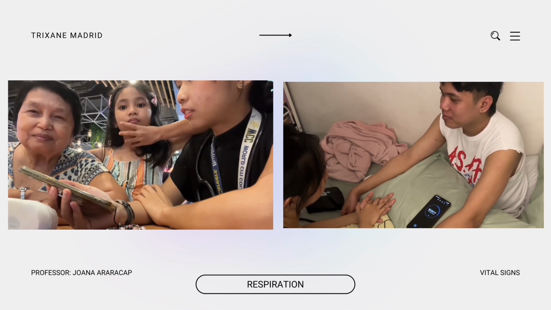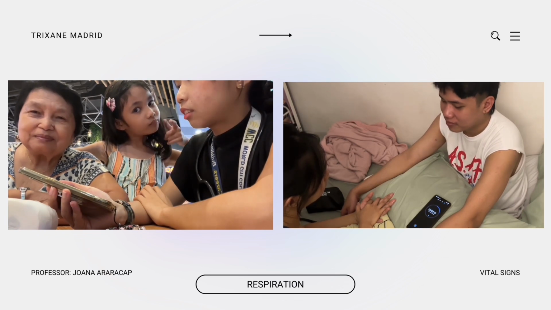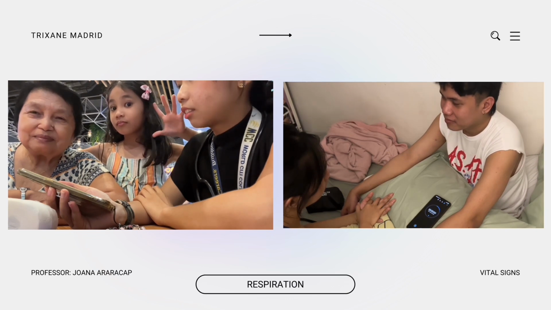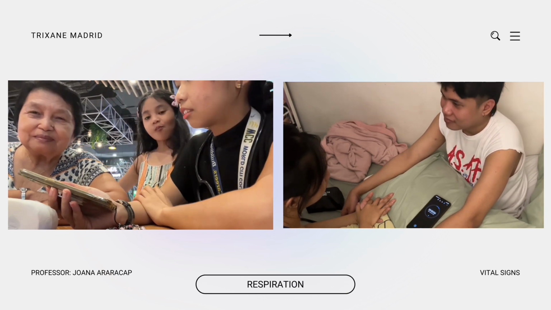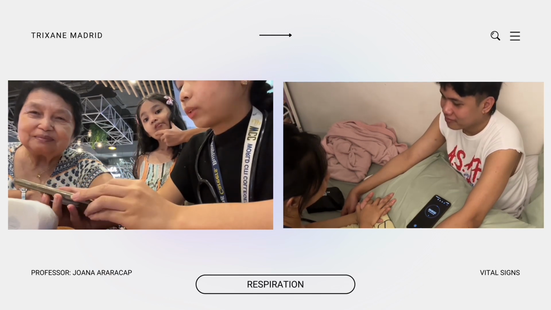My patient on the left side has 14 respirations per minute and my patient on the right side has 15 respirations per minute. Both of my patients have normal respiration, since the normal breathing rate for adults ranges from 12 to 20 respirations per minute.